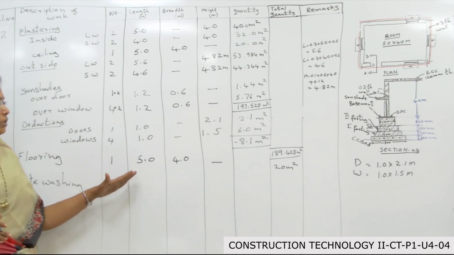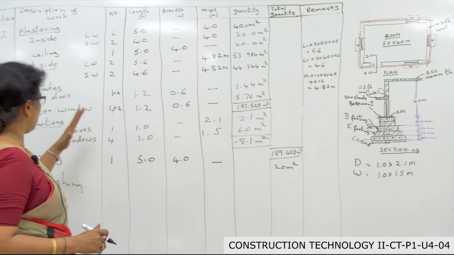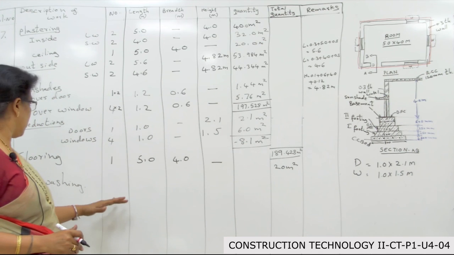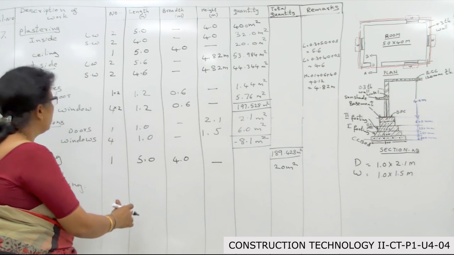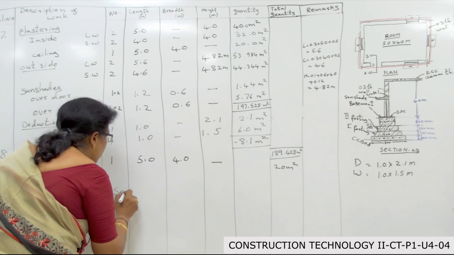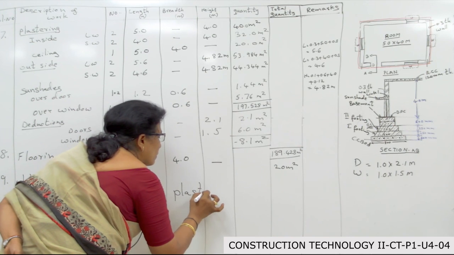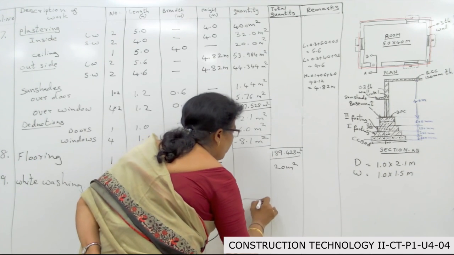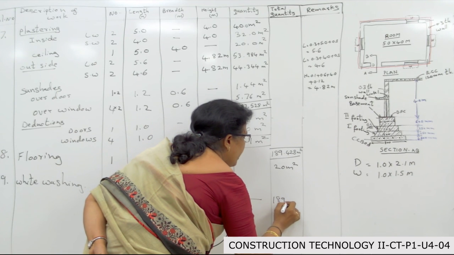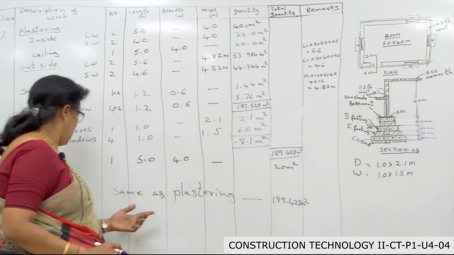And next is 9, that is whitewashing. This is the same as the plastering. Wherever you are doing plastering, there you will be doing whitewashing. So whatever quantities you have taken for the plastering, all those items come under the whitewashing. You can just take down the same. So it is the same as plastering.